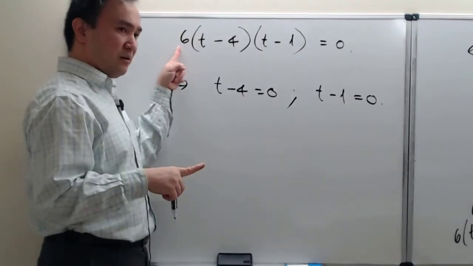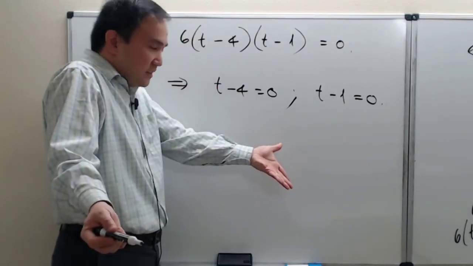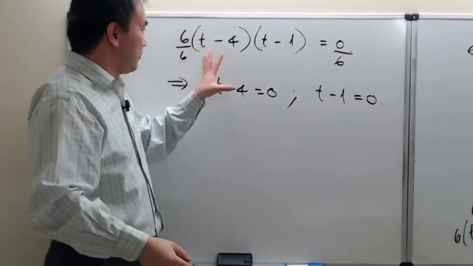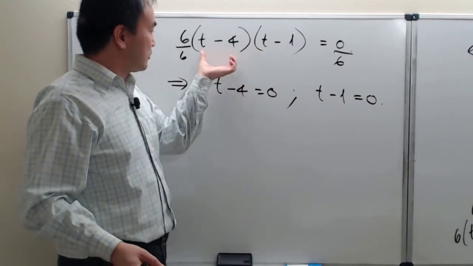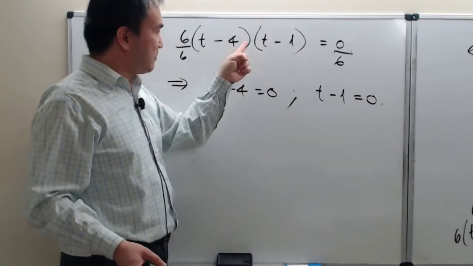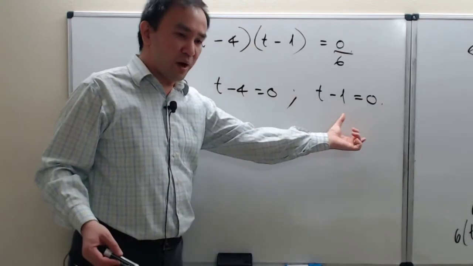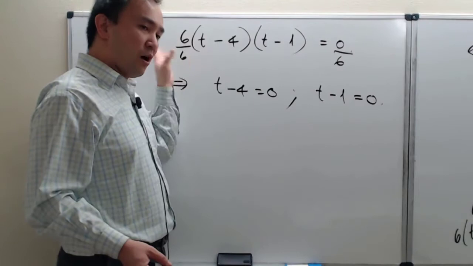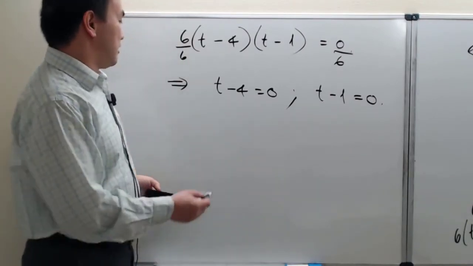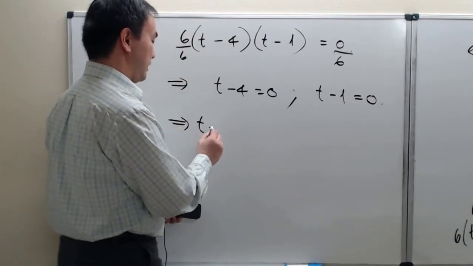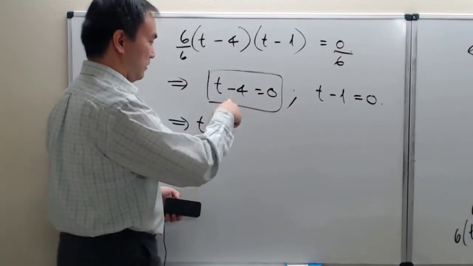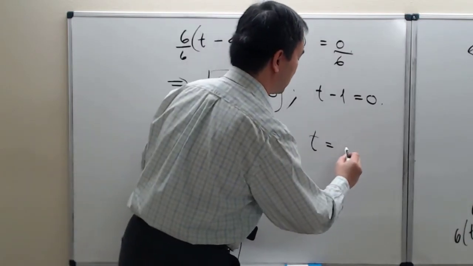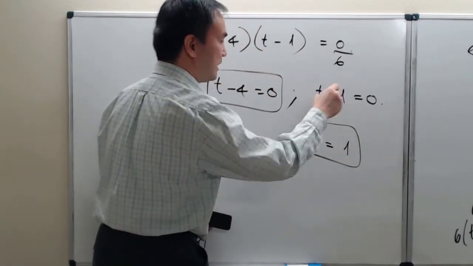The 6 here cannot be set equal to 0 because the 6 itself is non-zero, so we can divide that 6 away. That's why we only have to worry about the variable expressions being part of the product that will be equated to 0. The constant coefficient will always cancel. And so t equals 4 after solving the first equation, and on the other hand, t will equal 1 after solving the other equation.